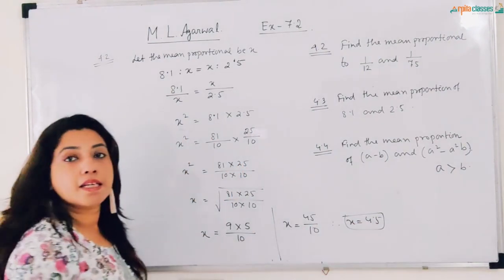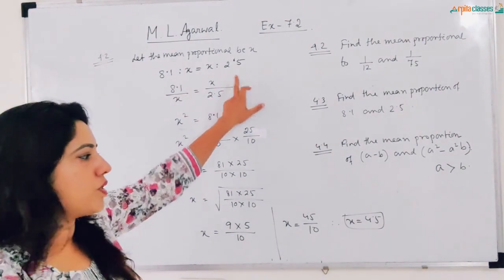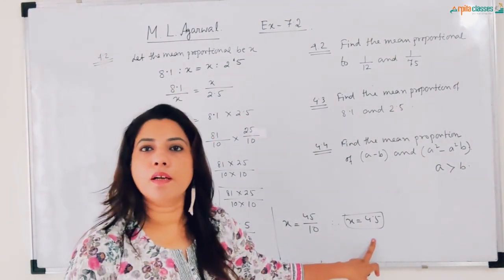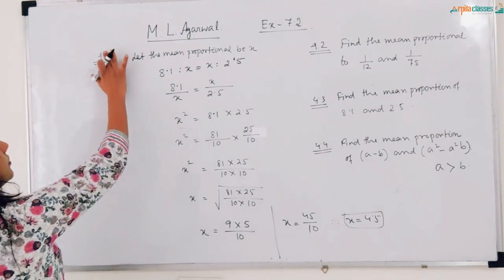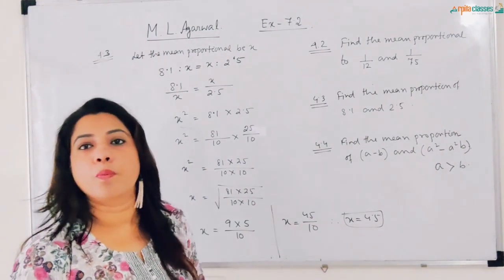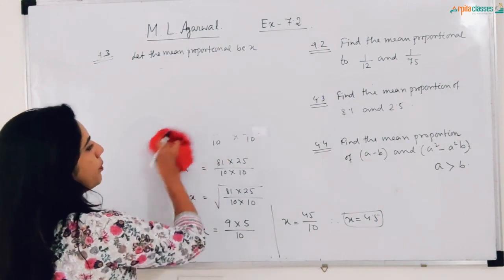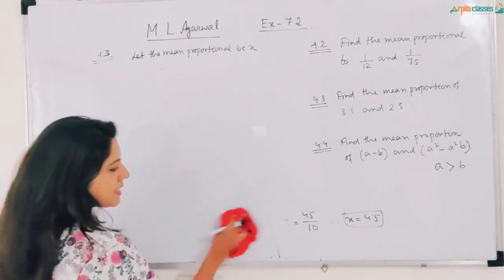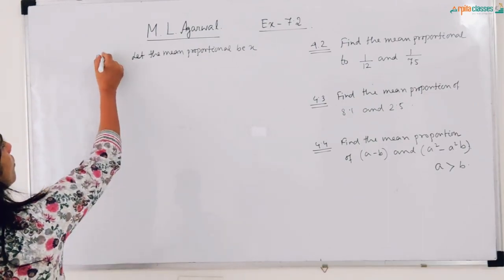We need to keep the answer in points, because if you see the question, the numbers are given in points. So the answer will be 4.5. This is the 4.3 question. Now the next question, that is 4.4. This is the last question where you have to find out the mean proportional. Then we will move on to the next type of questions. Okay, so this is your 4.4.